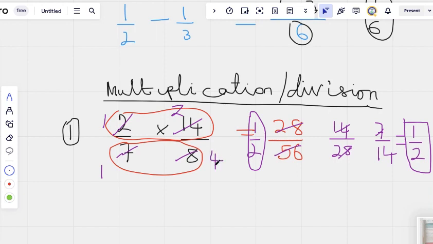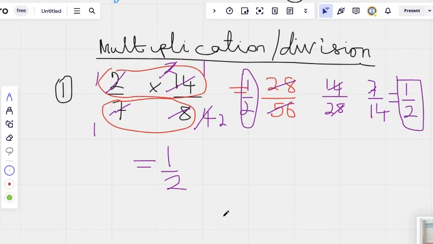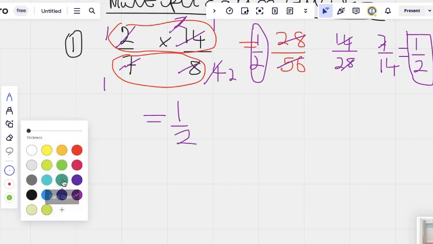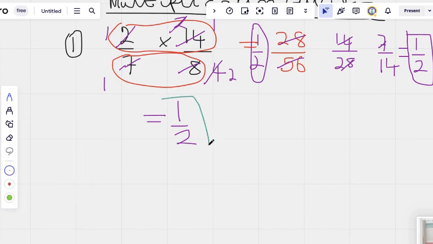Now you have 2 over 4 left. These 2 can be divided by 2, you get 1. These 2 can be divided by 2, you get 2. So our final answer is 1 over 2. So you can just start cancelling out in multiplication before you eventually multiply the numbers, your final step. So this is one thing we do with multiplication, okay?